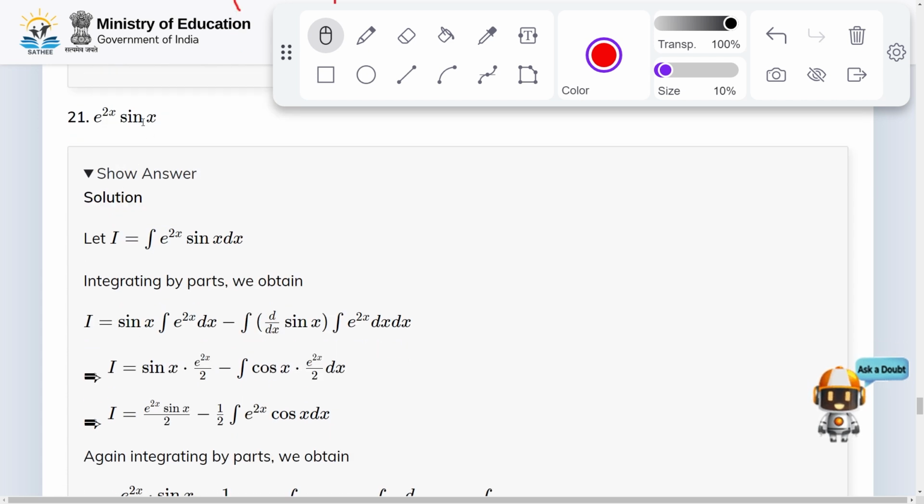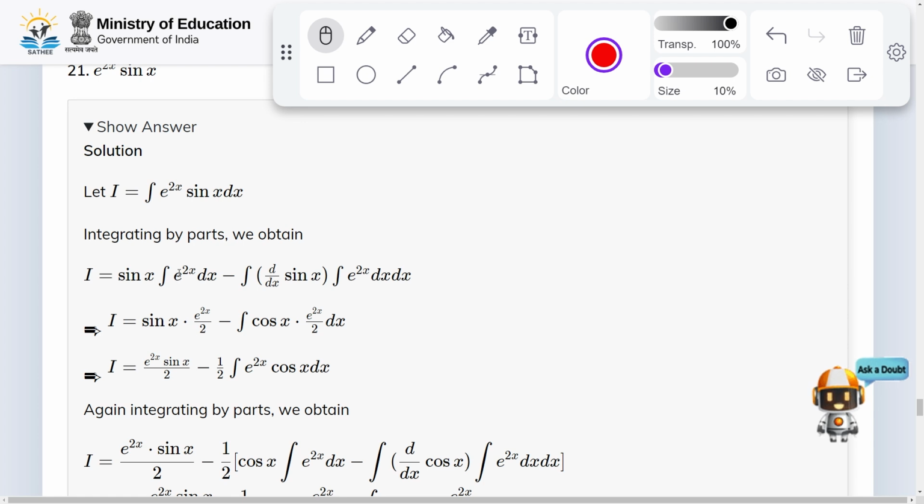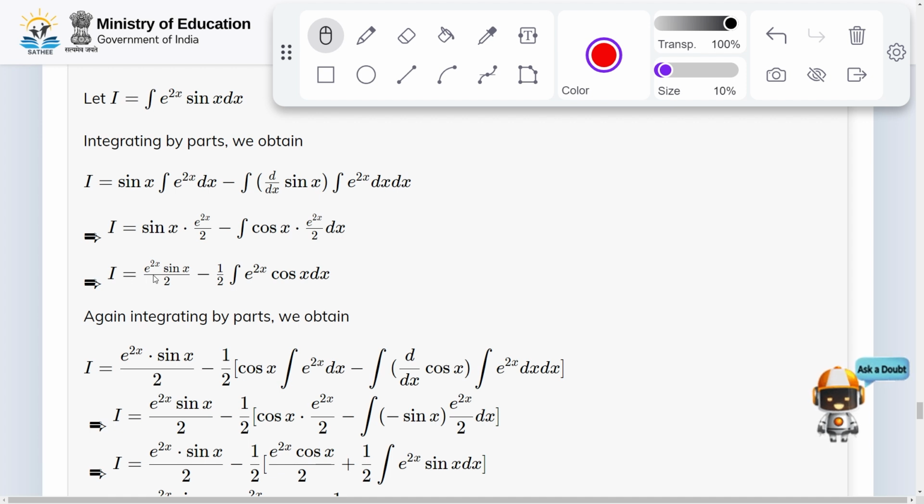So what is your first function? It is sin x. First function as it is, integration of second, minus integration of second, which is e^(2x), will be e^(2x)/2. Now the derivative of first will be just cos x, and the integration of this will be e^(2x)/2. Now as you can see, I equals e^(2x) sin x/2 minus half of the integration of e^(2x) cos x dx.